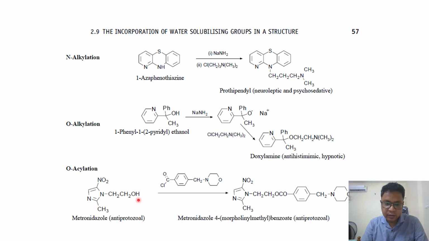So if you have this kind of OH group containing drug molecule, like metronidazole, if we react this with this acid chloride containing group, it will make an SN2 attack here, and the Cl will go out, and we can get this functional group containing drug molecule, which is used as an anti-protozoal, and it is much more water soluble compared to the parent molecule.